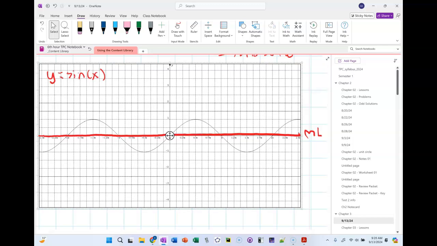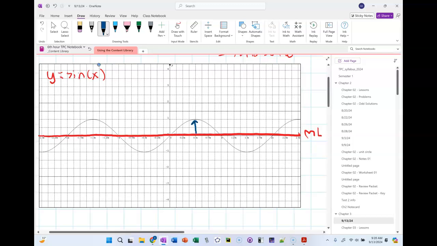The next piece we want to talk about is the amplitude. The amplitude is just the distance from the midline to like an extrema, the maximum or minimum. So for example, like that's an amplitude. Or like this is an amplitude.